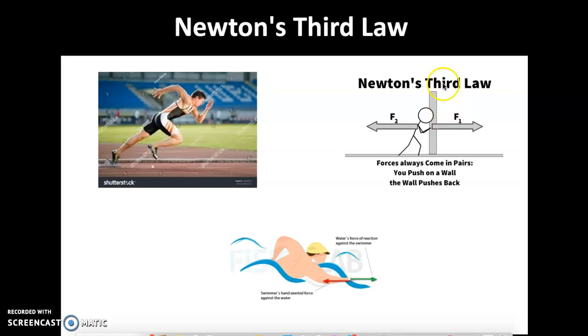And we can also look at this in terms of a sprinter as well. So the sprinter is going to have a resistance force acting against them. For example, if it's outside, it's going to be the wind.